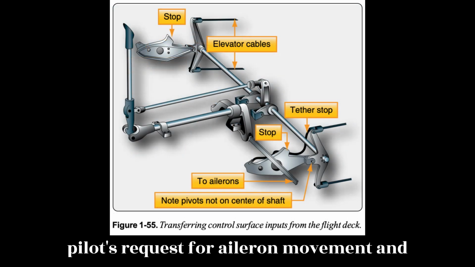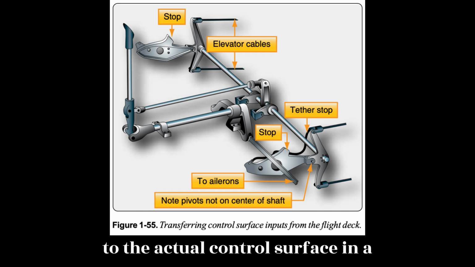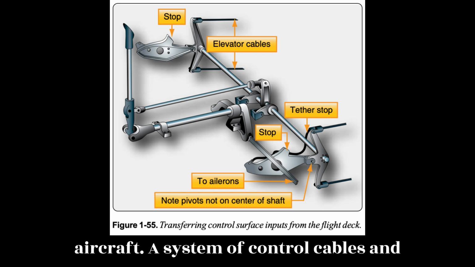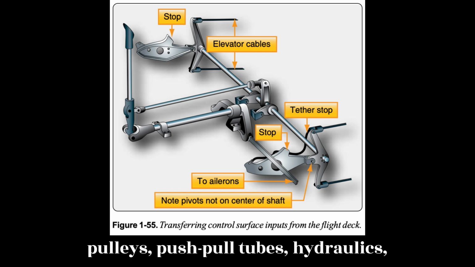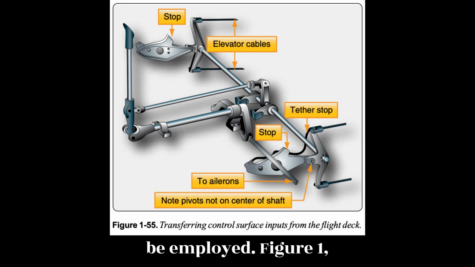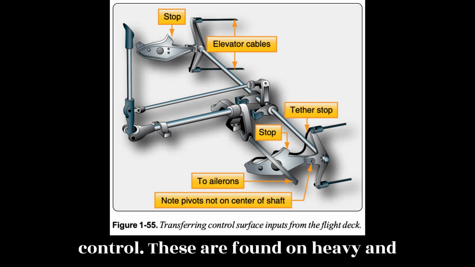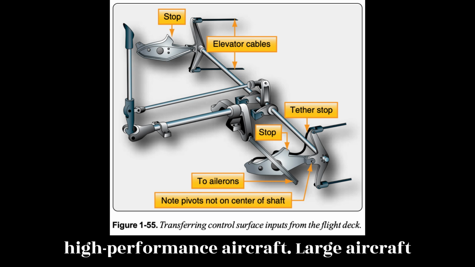The pilot's request for aileron movement and roll is transmitted from the flight deck to the actual control surface in a variety of ways depending on the aircraft. A system of control cables and pulleys, push-pull tubes, hydraulics, electric, or a combination of these can be employed. Figure 1.55. Simple, light aircraft usually do not have hydraulic or electric fly-by-wire aileron control. These are found on heavy and high-performance aircraft.